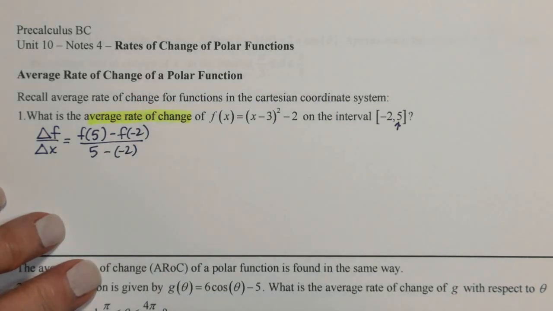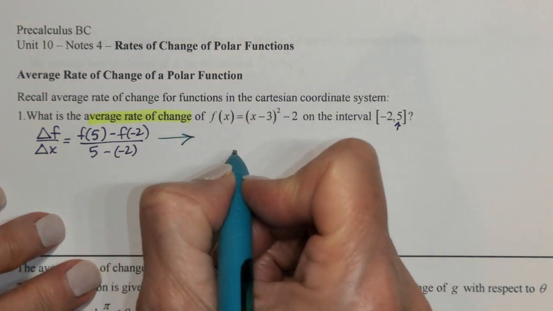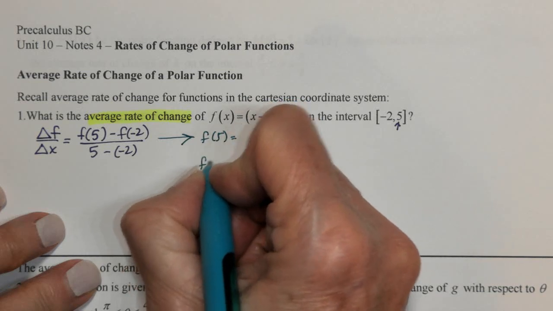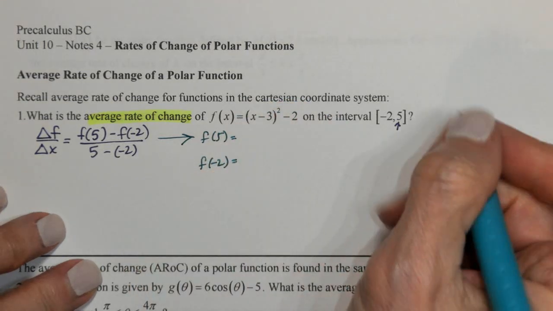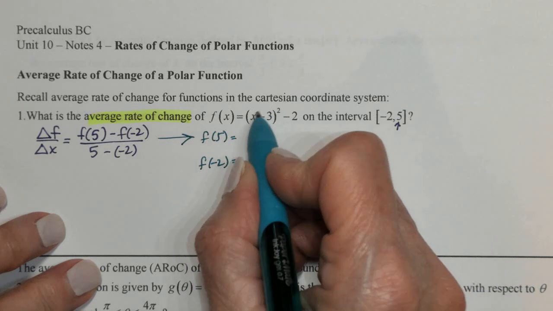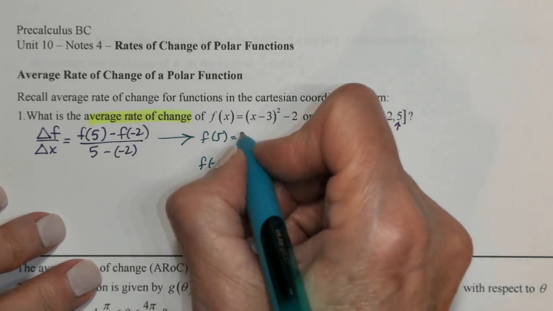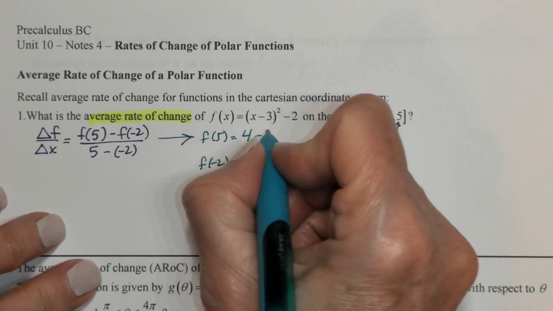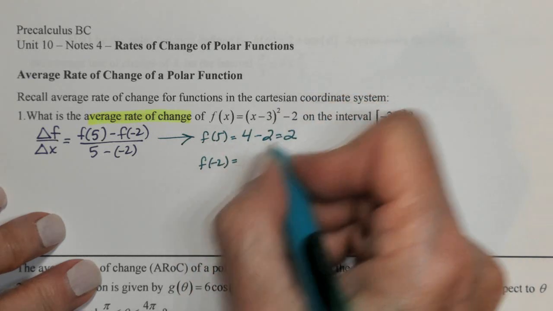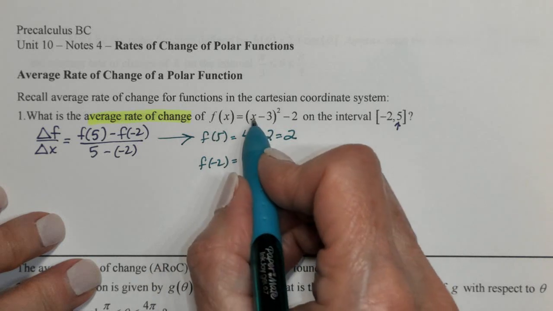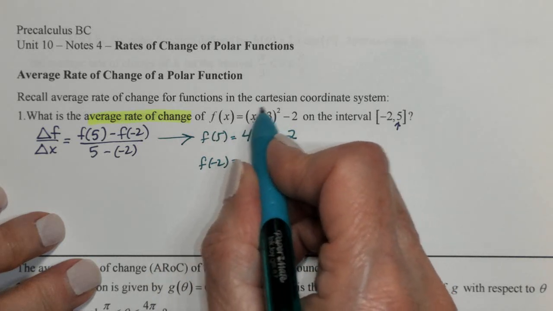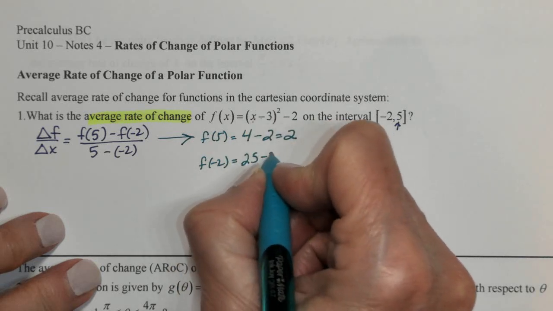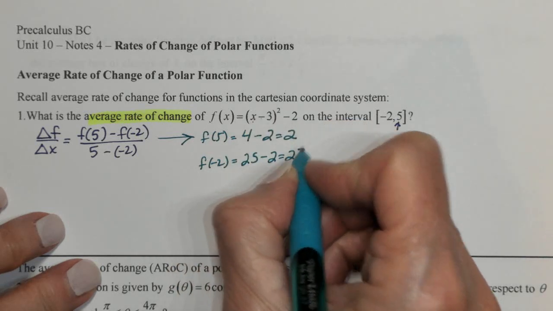So we're going to go off to the side. Okay, we're going to find f of 5 and we're going to find f of -2. f of 5: 5 minus 3 is 2, and 2 squared is 4, minus 2 is 2. f of -2: -2 minus 3 is -5. -5 squared is 25. Minus 2 is 23.